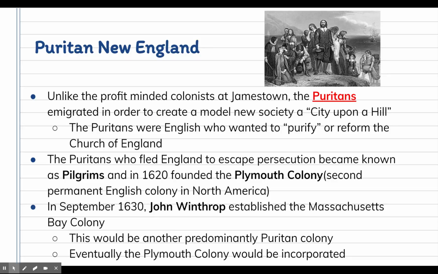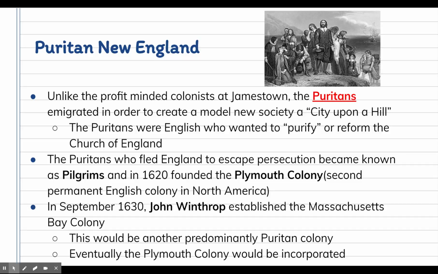Okay, so Puritan New England. Unlike the profit-minded colonists at Jamestown, the Puritans emigrated in order to create a model new society, a city upon a hill. So they wanted to create this colony that could be an example, be exemplary of what life should be like, what a moral life should be like.